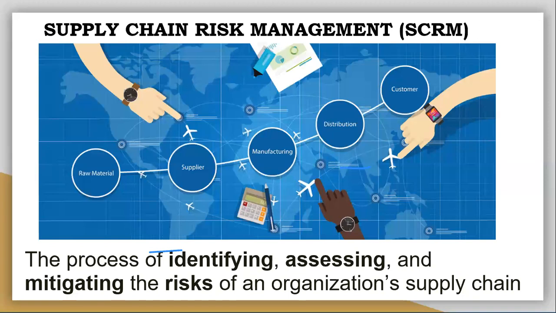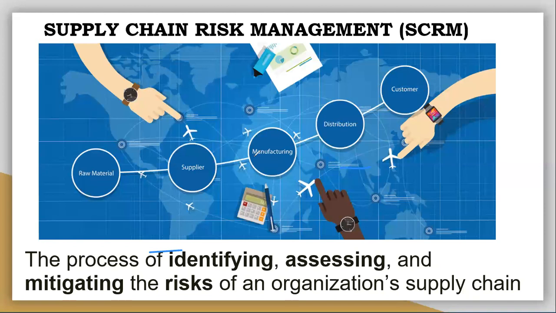Now, a subset of risk management is supply chain risk management. Supply chain has to do with how a product is handled from the beginning of its life cycle to the end, till it gets to the customer, the final consumer. That's what supply chain is.